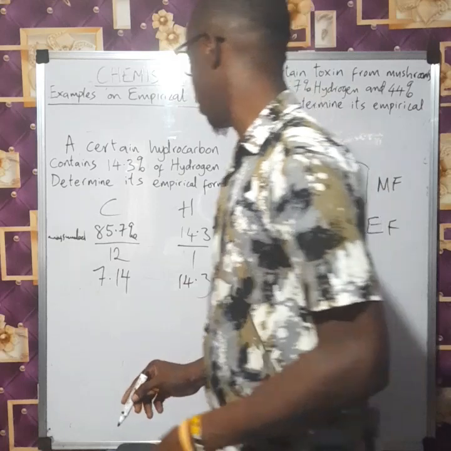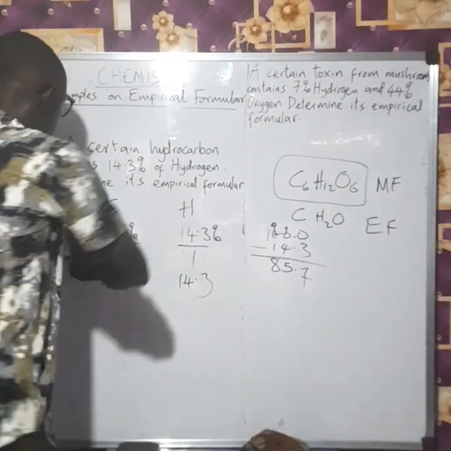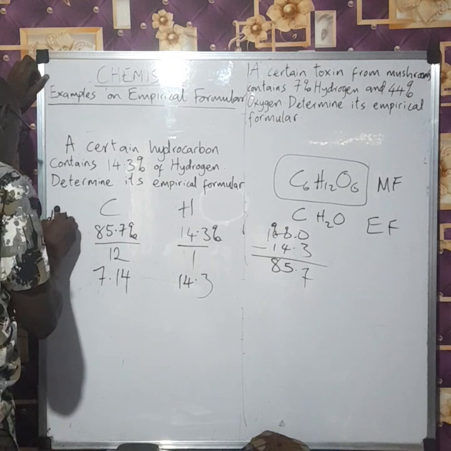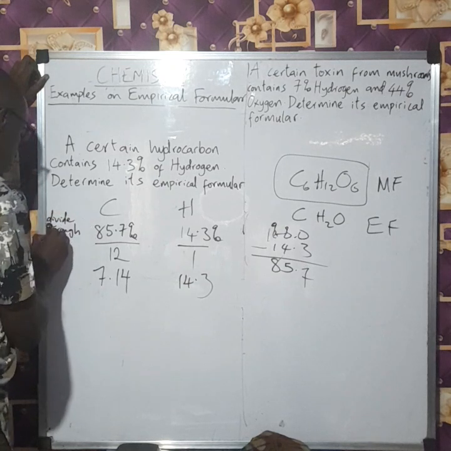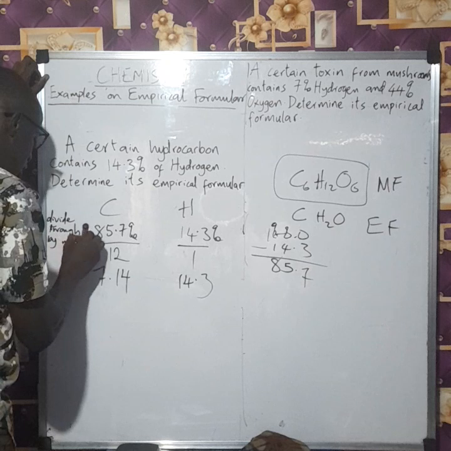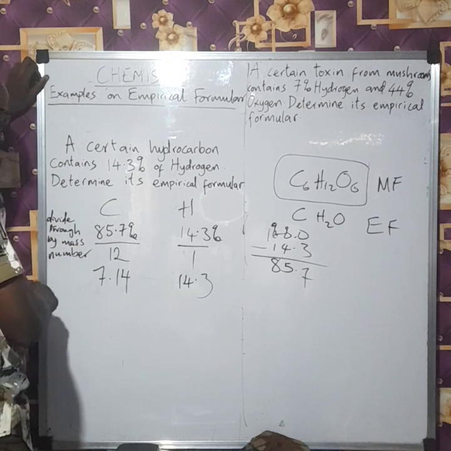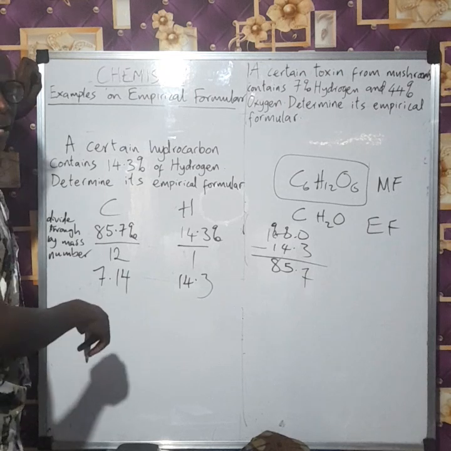Right? Now, this first stage is what? This first stage is to divide the percentages by the mass number. That's the first stage. We are dividing by the mass number.